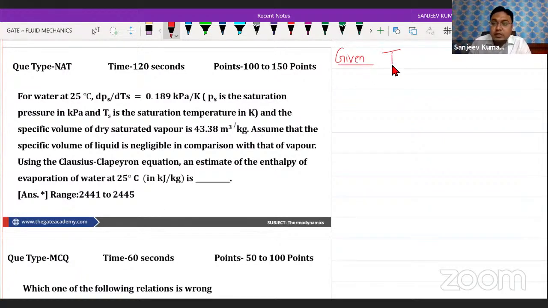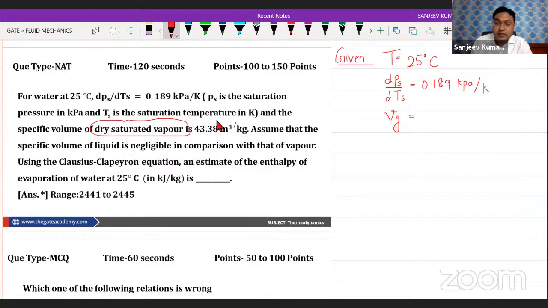So given is your temperature T is equal to 25 degree centigrade. At this temperature, we have the pressure and temperature, all saturation values. dPs by dTs is 0.189 kilopascal per Kelvin. Unit is also correct. You can see here Vg, the specific volume of dry saturated vapor. What is dry saturated vapor? Correct. Dry saturated means the dryness fraction is x equal to 1, and there the value will be g.